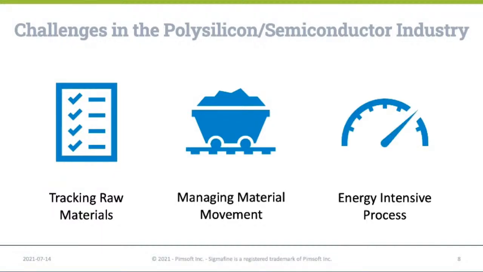And finally, dealing with an energy-intensive process. Polysilicon is produced with an energy-intensive process which is known as chemical vapor deposition, in which reactors are heated to thousands of degrees Fahrenheit to produce polysilicon. As with any energy-intensive asset in your plant, you want to make sure it is operating with great efficiency to keep the operational costs down.